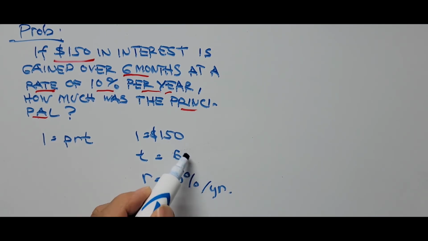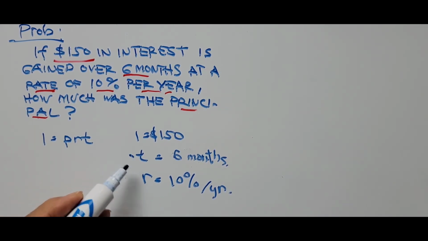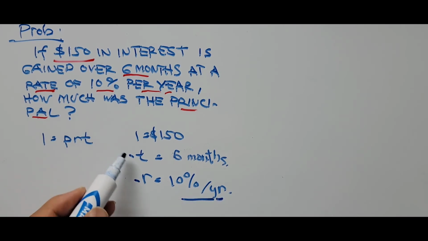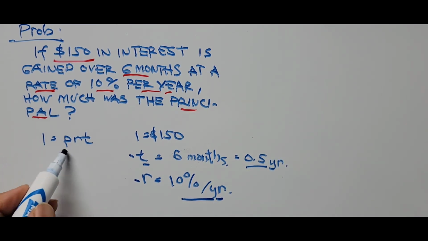So to gain unity in units, we have to deal with this rate that is expressed as 10% per year. This means we have to convert these 6 months into years. 6 months is equivalent to how much in a year? That's 0.5, right? Since 1/2 stands for 0.5. Now the unit is year, and now we can solve for the variable P, the principal that is being asked.